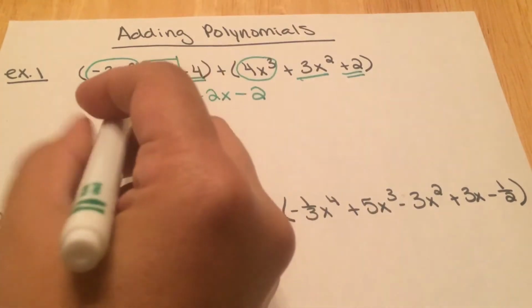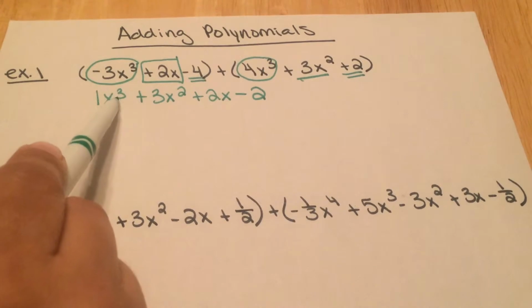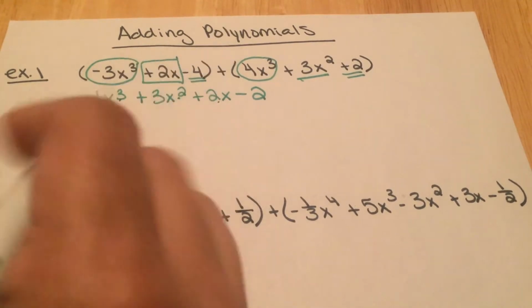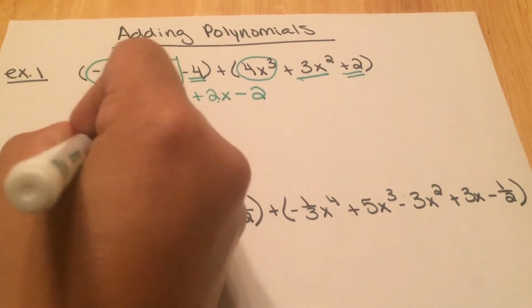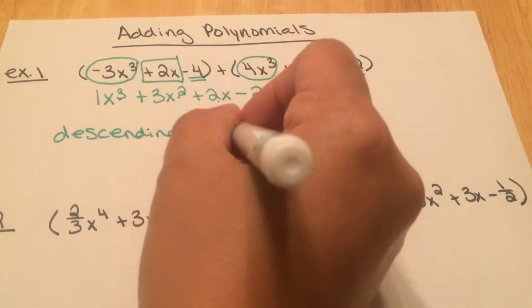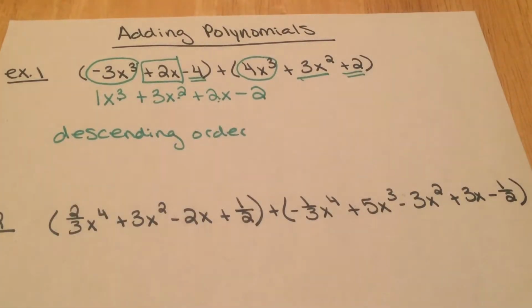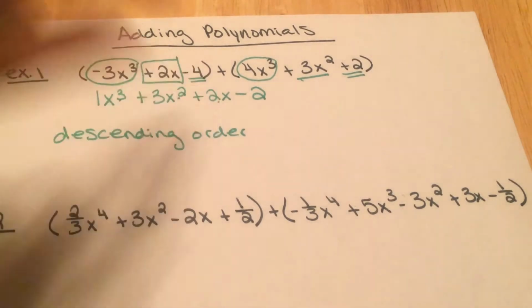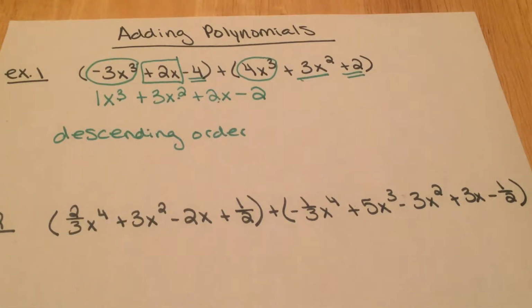Notice the way we write this also, our exponents go from largest to smallest. This is called descending order. And when we're working with polynomials, we actually like to write things in descending order. It means the order of the exponents is getting smaller every single time. So hopefully that example of adding polynomials was pretty simple. Let's look at our next example.